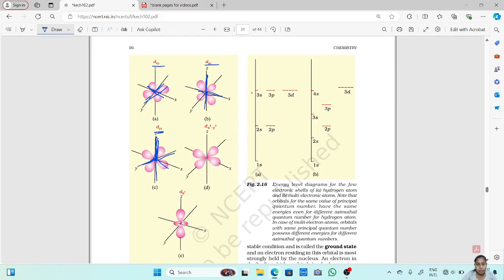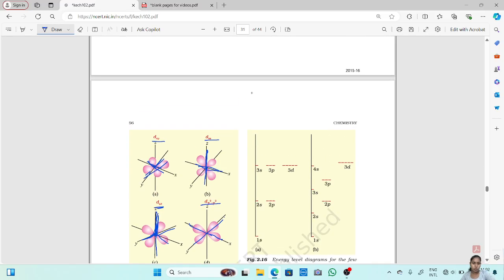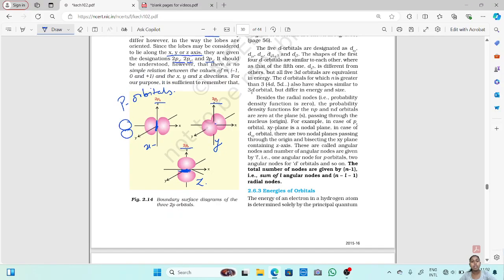This is dx square y square because the lobes are present exactly on the axis. So this is present on the x and y axis, and that's why it is dx square y square. And this is present only on the z axis and the other one is around it. So this is dz square. So these are the shapes of the d orbitals and their designations.